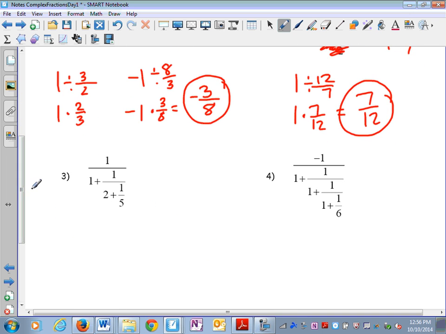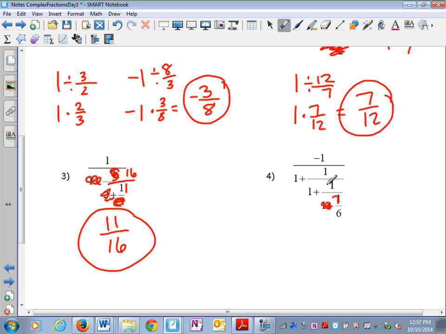I'm just going to very quickly give you the answer to 3 and 4 so you can check it. So you can pause this and work 3 and 4. So let's see, 2 and 1/5 is 11/5. 1 divided by 11/5 is 5/11. 1 plus 5/11 is 1 and 5/11, which is 16/11. 1 divided by 16/11 is 11/16. That's your answer.